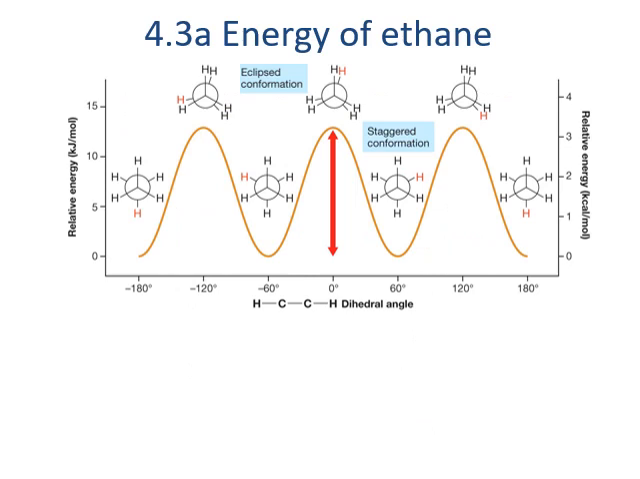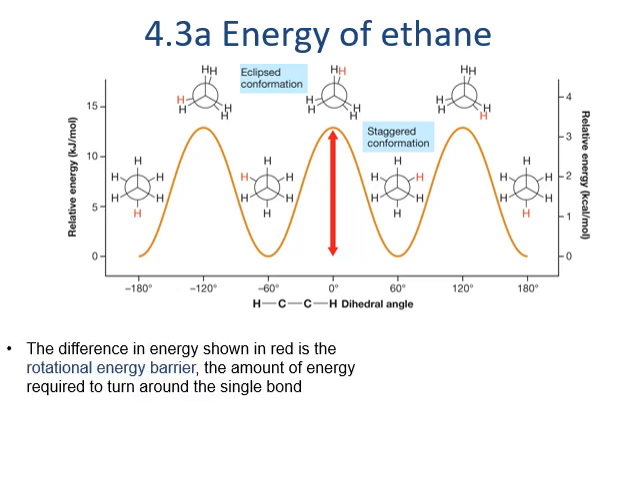Let's take those 60-degree rotations and plot the energy of each of them. The eclipsed conformations are much higher in energy, and the staggered are at a minimum. The difference in energy is about 3 kilocalories per mole, or 1 kilocalorie per mole for each set of eclipsing hydrogens. Write that down. An eclipsed hydrogen-hydrogen costs about 1 kilocalorie per mole every time it occurs. The 3 kilocalorie per mole total difference in energy is called the rotational energy barrier.